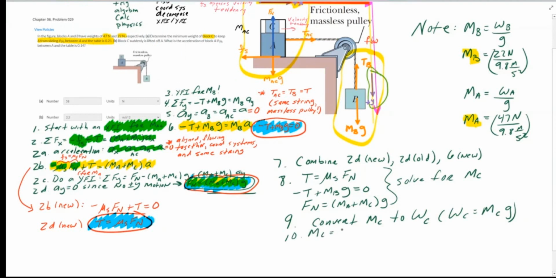Mass of C for me is 57.8 newtons. That's the answer to part A. What's part B? What's the acceleration of block A?